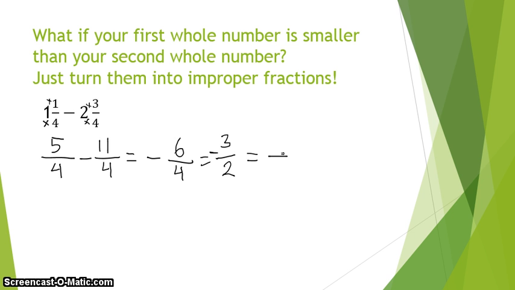And then I can also divide 3 by 2, which will give me 1. So negative 1 and 1/2. If I did this long division way, this would be my answer, this would be my remainder, and this would be my divisor. Okay?